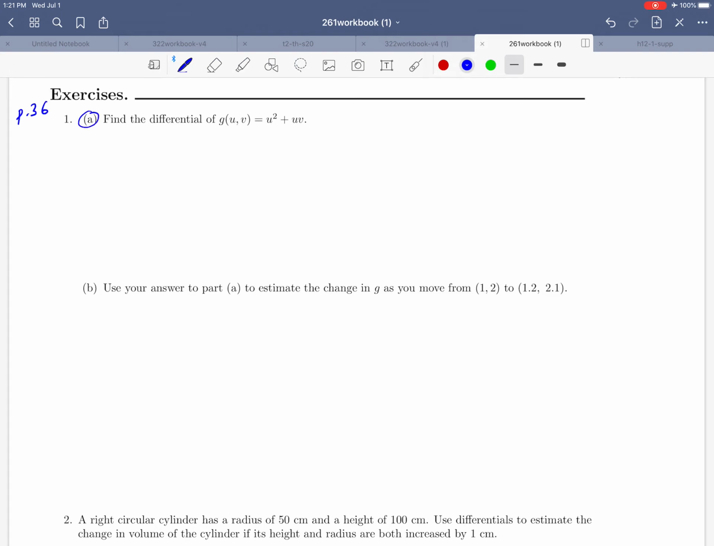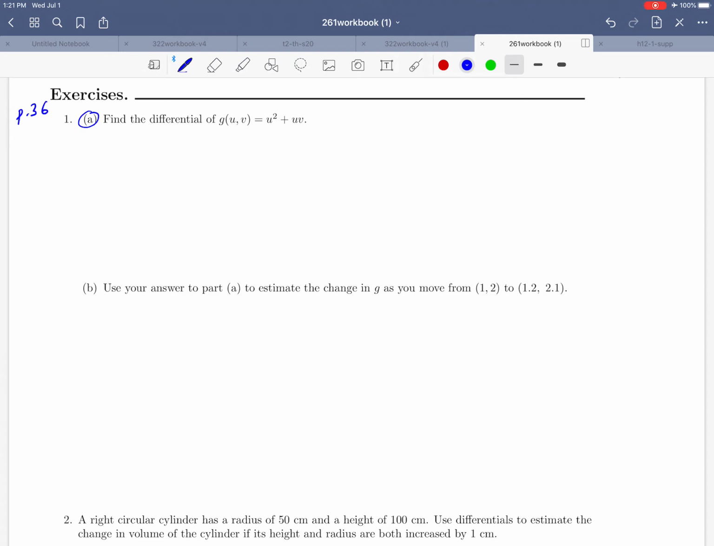Part A of number 1. They're just asking us to calculate the differential of g(u,v) = u² + uv. And if we sneak a peek back at the formula for the differential, finding a differential is really about finding derivatives. That's going to be our starting point when we do this.